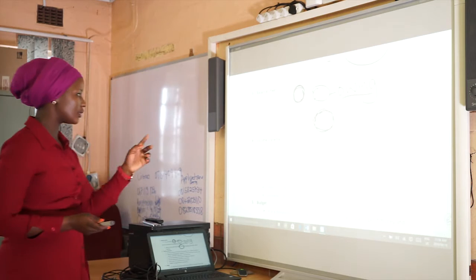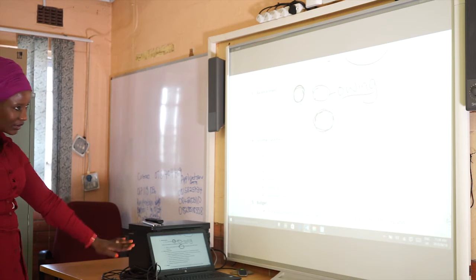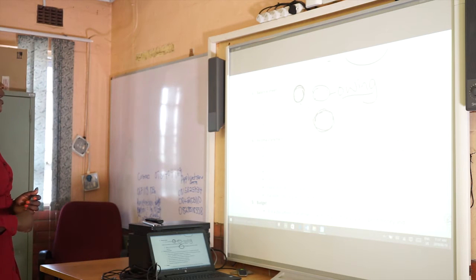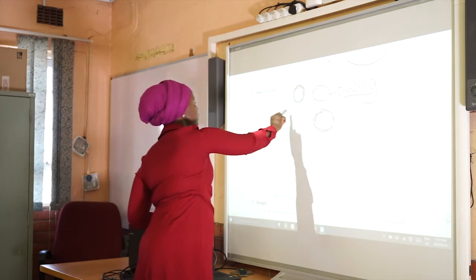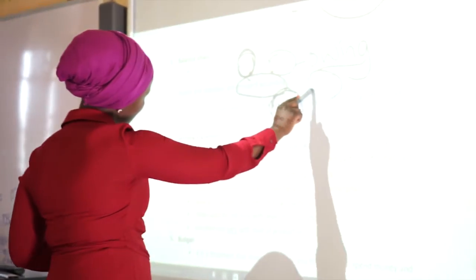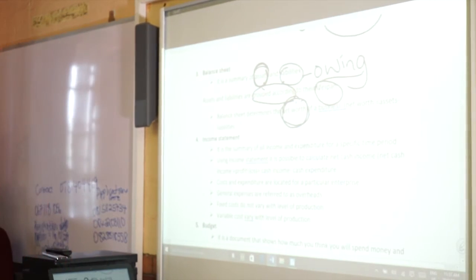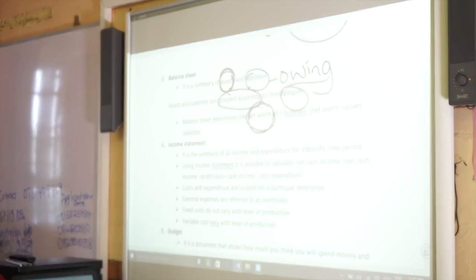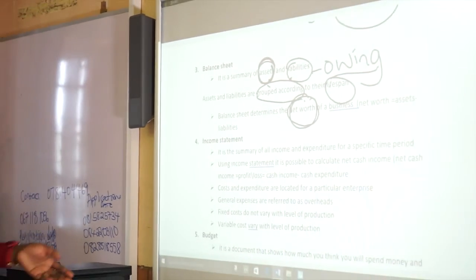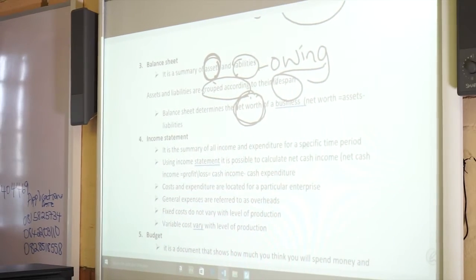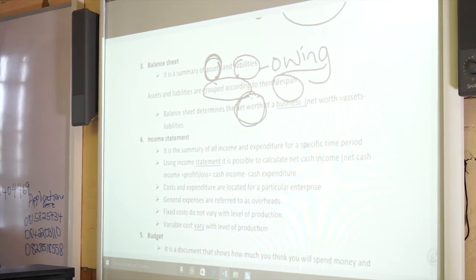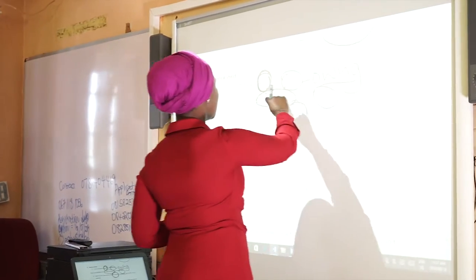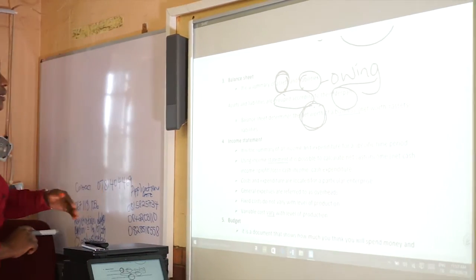How does the balance sheet work? Number one, you take the assets and list them. You take the liabilities and list them. After listing them, group them according to their lifespan. What am I speaking on when I say group them according to their lifespan? We've got short-term assets, medium-term assets, and long-term assets. Then you go to liabilities and say this is short-term, this is medium-term, this is long-term. Once you're done with the short-term assets, you give a total. Once you're done with the medium-term assets, you give a total.